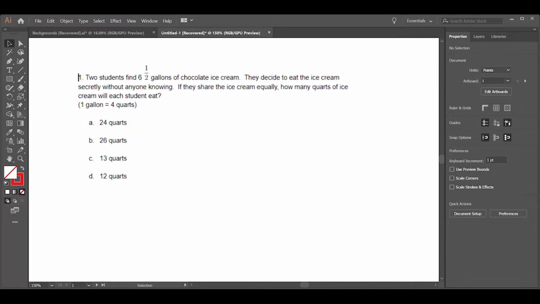Okay, first thing I'm going to do is read this word problem here. Two students find 6.5 gallons of chocolate ice cream. They decide to eat the ice cream secretly without anyone knowing. If they share the ice cream equally, how many quarts of ice cream will each student eat?